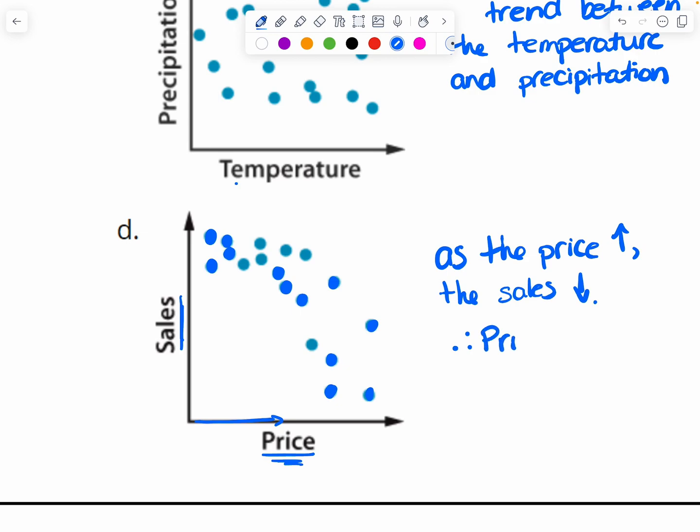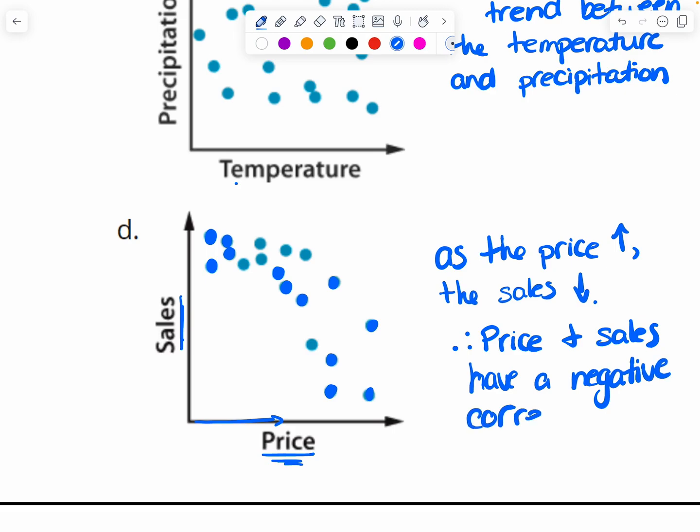Therefore, price and sales have a negative correlation. Negative because it's opposite signs.